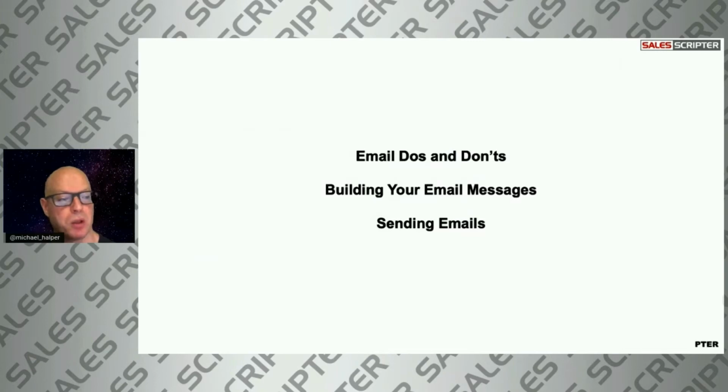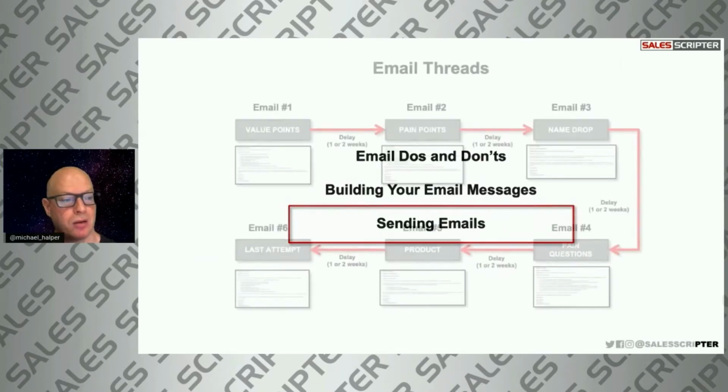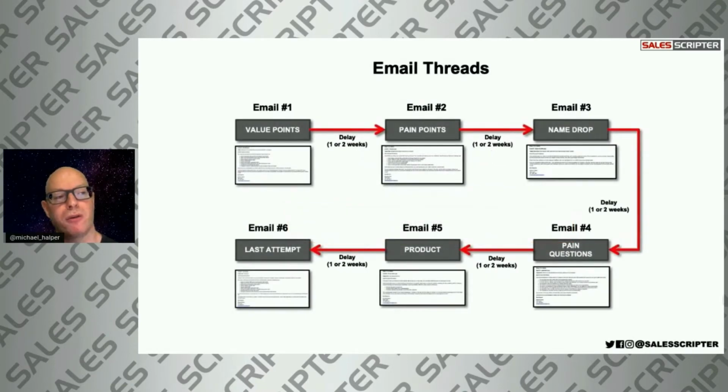Once you have your email templates, let's talk about some best practices on how to organize those campaigns and set those up. We use the phrase email threads to mean a series of emails strung together. All of those templates I just gave you, you could string together to create an email thread. Value, pain, name drop, pain questions, product, last attempt. That is basically a 6 email thread, a 6 email series that you could send as an email thread.